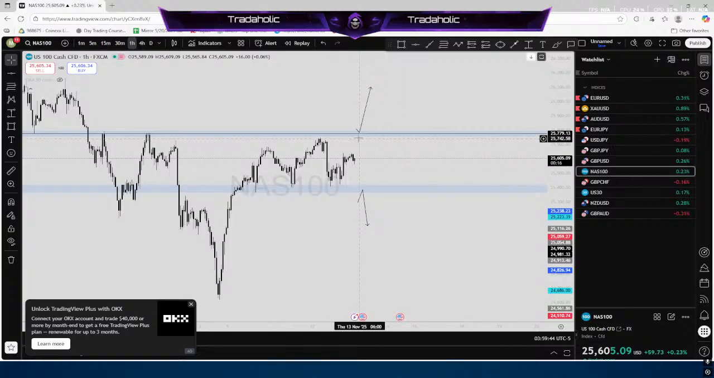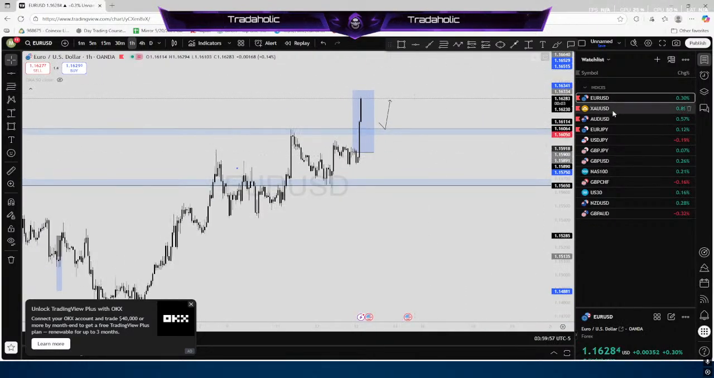Same thing with NAS 100. Okay, buys above here, sells below here. Price is over on the range. Instead of sitting here trying to look at this, knowing that it's doing nothing or nowhere near where I want it to be, I just trade something that's a lot more clean or a lot higher probability, which was EU.